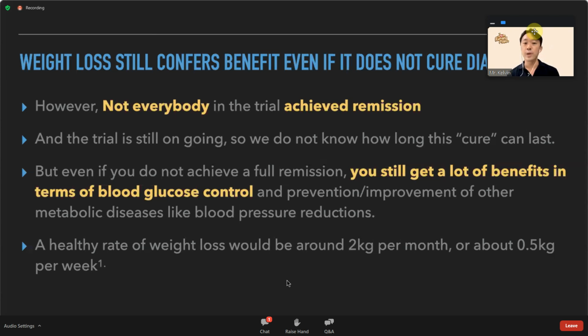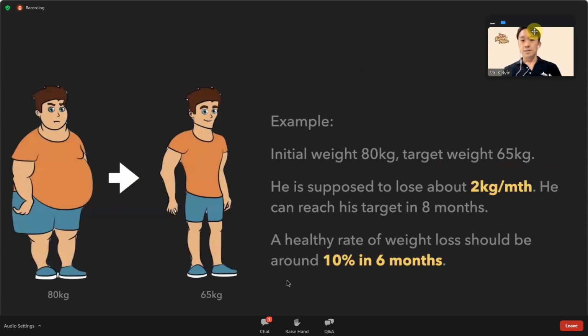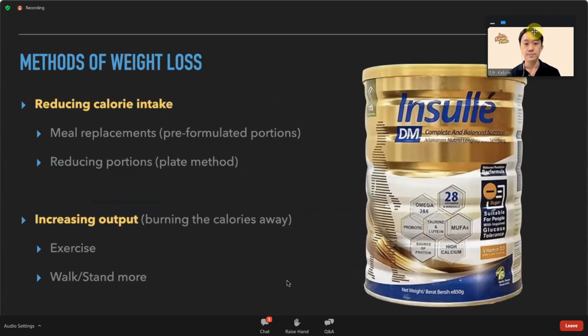A healthy rate of weight loss would be around 2 kilograms per month, or about half a kilogram per week. Now, this is an example. If the person initially weighs 80 kilograms and his target weight is about 65 kilograms, he's supposed to lose about 2 kilograms per month. If he sticks to this, he can reach his target in 8 months. A healthy rate of weight loss should be around 10% in 6 months.